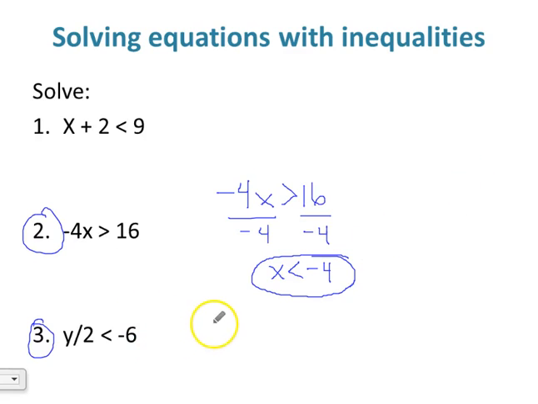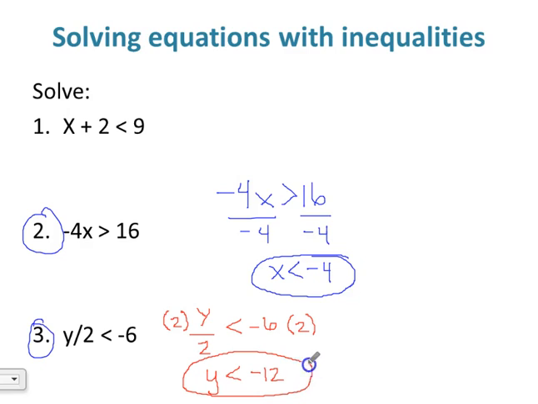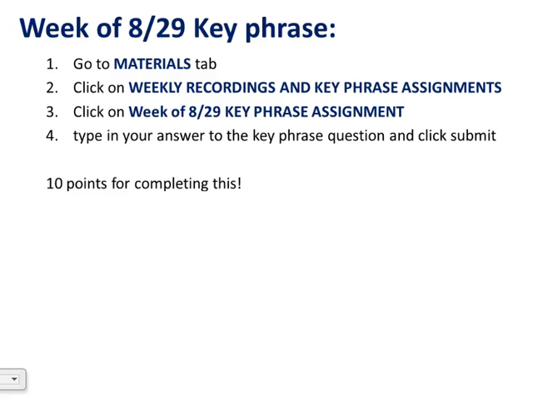Let's change colors so we don't get mixed up. So this is y divided by 2 is less than negative 6. So y is being divided by 2. The opposite of dividing is multiplying, so to solve here, I'm going to multiply each side by 2. I multiplied by positive 2, so I do not need to change the direction of my inequality sign. Negative 6 times positive 2 is negative 12. So the answer is y is less than negative 12. I'm going to go on to the next slide, so if you need more time, go ahead and click pause.